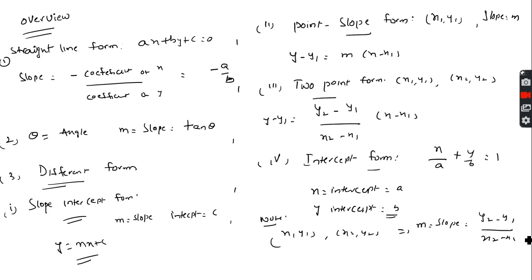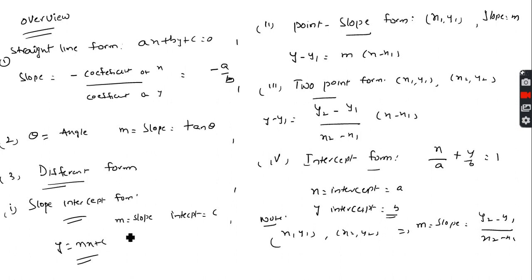So first, what is the general equation of straight line? The straight line form is ax plus by plus c equal to 0. The slope is nothing but minus x coefficient by y coefficient, that is minus a by b. And theta is nothing but inclination, or it is called angle. Therefore the slope is equal to tan theta. And various forms of straight line. First one, slope intercept form, that is y is equal to mx plus c.